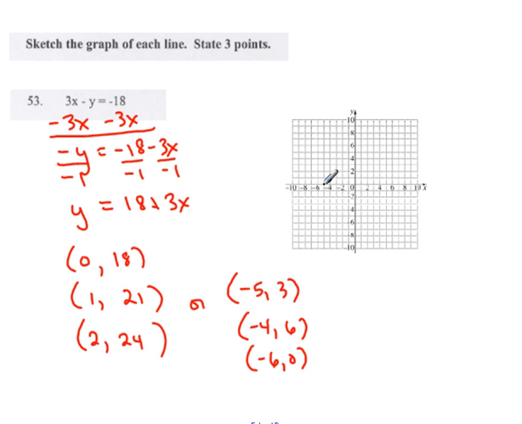So negative 5 is left 5, up 3. Negative 4 is left 4, up 6. And (negative 6, 0) is left 6, up none. Connect the dots, put arrows on the ends, and that line would look the same as your line if you used these other points and changed your scale.